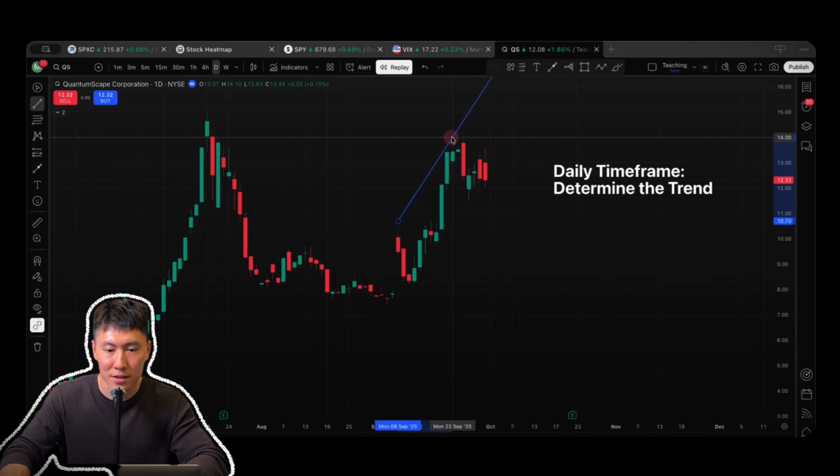So we want to connect it to the last swing high, which is right here. So now we have our upper trend line. We want to connect the lower trend line as well. So what we want to do is connect point A to point B right here.